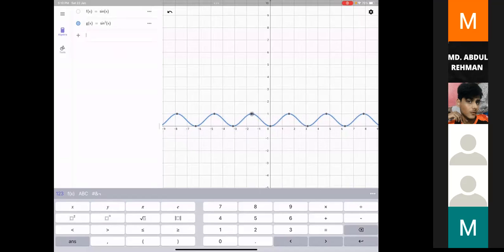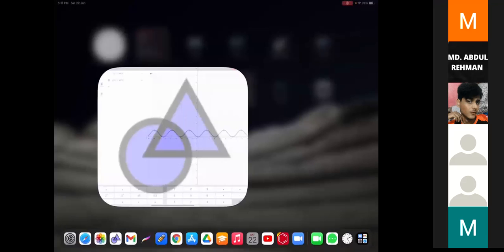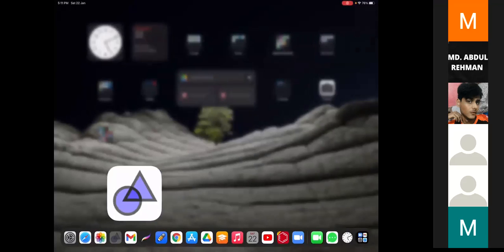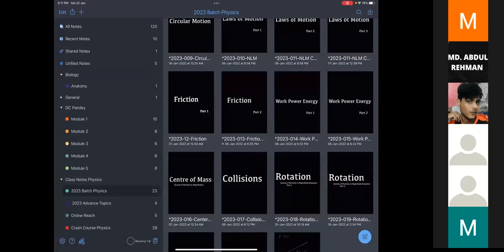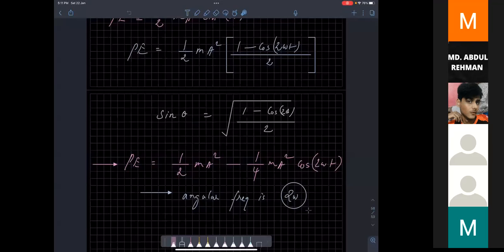One more thing you observe: this is the graph of negative cos lifted above. So negative cos will be above and below 0, and it is lifted up because energy can never be negative. And we got the equation of negative cos. Remember? Clear?